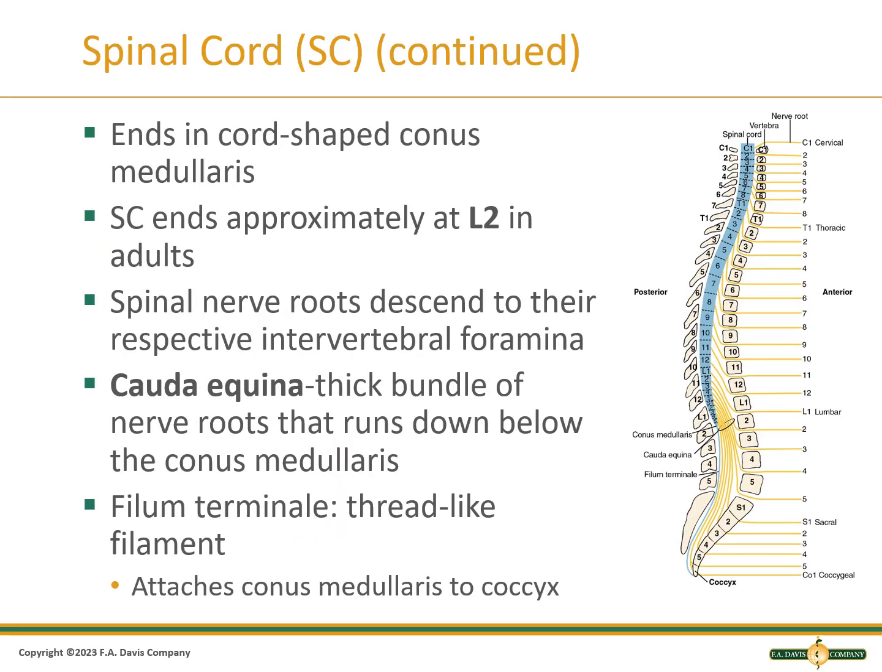The spinal cord extends down the vertebral column, terminating at L2 into this tapered shape called the conus medullaris. Extending from the conus medullaris is the filum terminale, which is a thread-like filament that attaches to the coccyx to help secure the spinal cord. We also have the spinal nerve roots extending below the conus medullaris, which you can see in this picture look like a horse's tail, which is where it gets the name cauda equina.